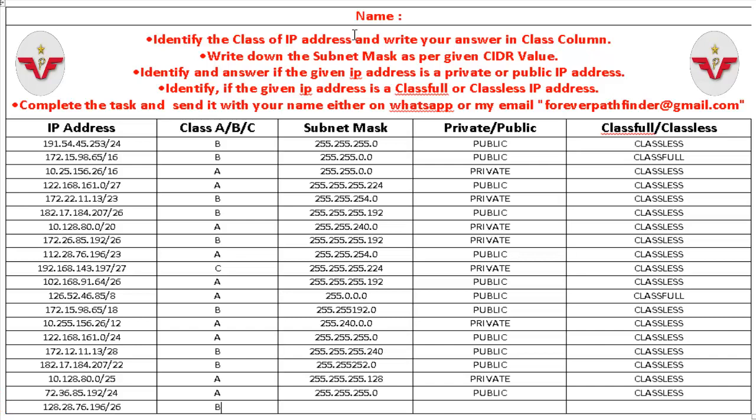128, class B. Okay, and subnet mask 255.255.255.192. Public or private? It's public. And classless or classful? It's classless. That's it. So guys, I hope you all understand how it's going here.